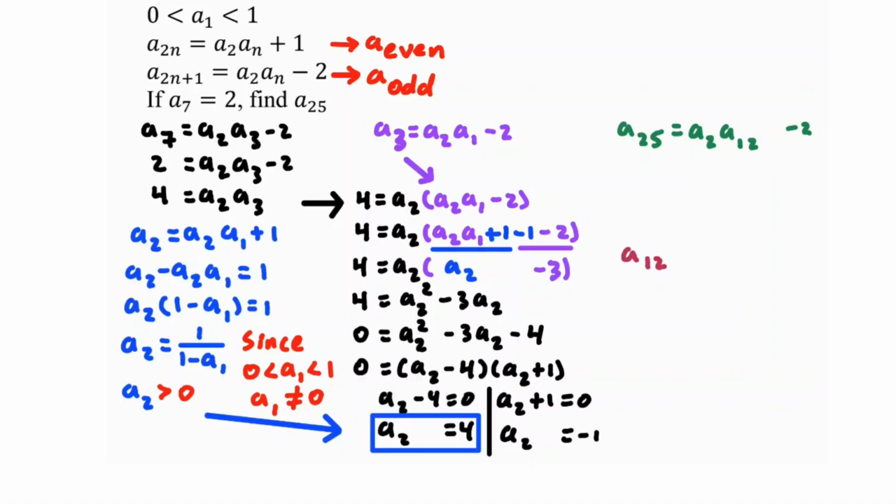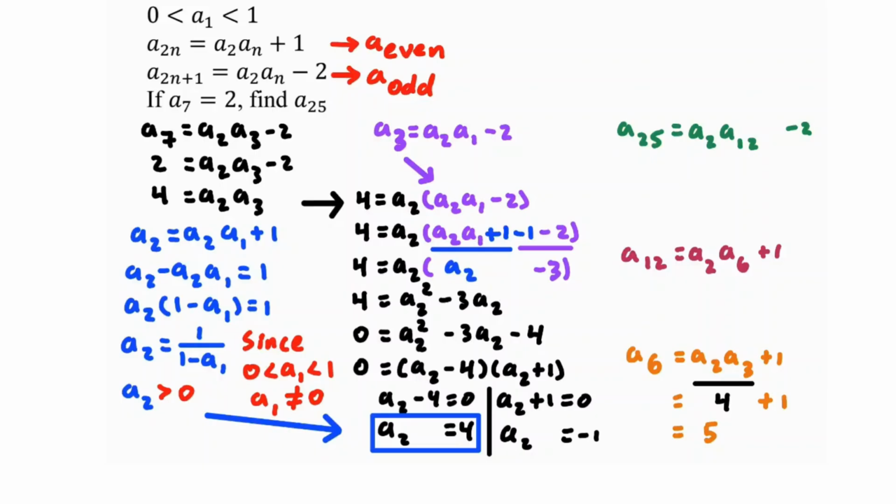A sub 12 has an even subscript, so we'll solve this and we get a sub 2 times a sub 6 plus 1. We know a sub 2, but we don't know a sub 6. So let's find a sub 6. A sub 6 has an even subscript, and that's equal to a sub 2 times a sub 3 plus 1. We know what a sub 2 times a sub 3 is. It's 4, that we found in the very first step. So add that with 1, and we get a sub 6 is 5.